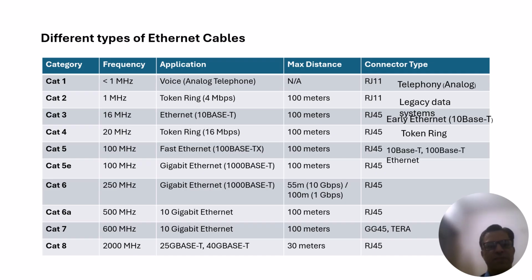Cat 5: 100 megabits per second, Fast Ethernet, 10 megabits per second Ethernet, token ring 16 megabits per second. Cat 5 has 5 twists per inch, whereas Cat 6 has 6 twists per inch for better performance. Cat 6 supports 1 gigabit per second and above.